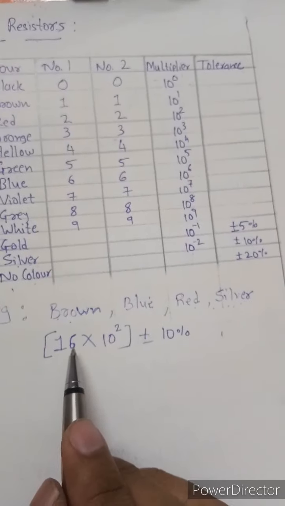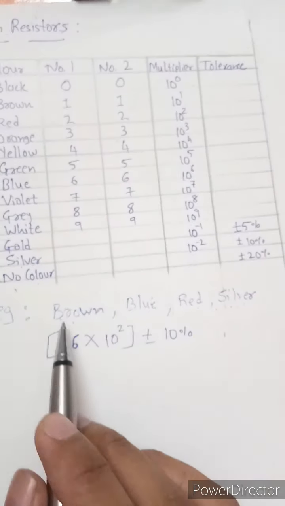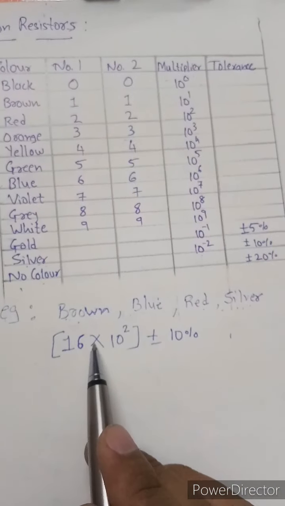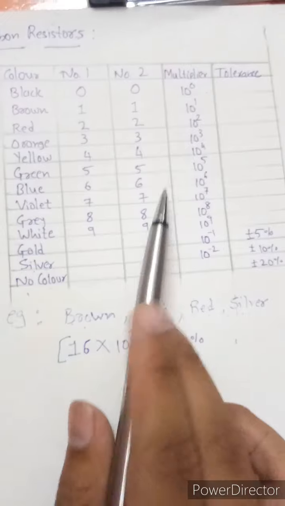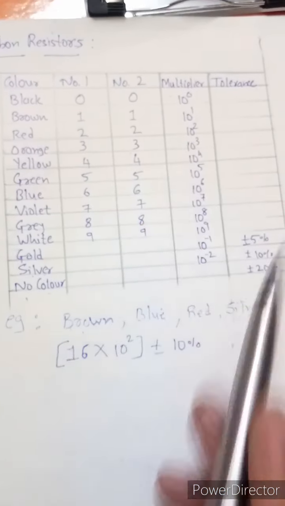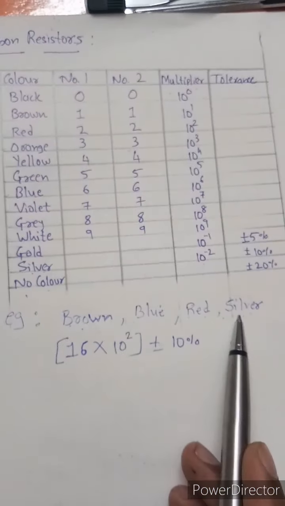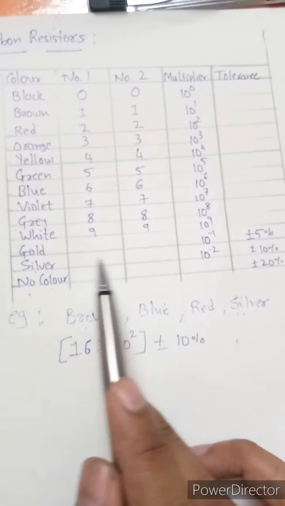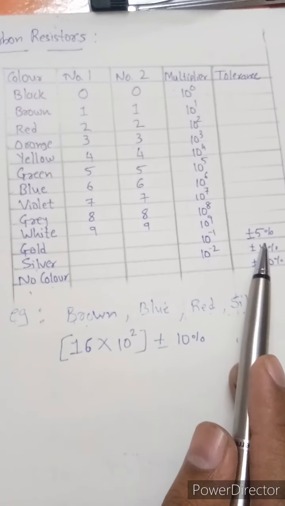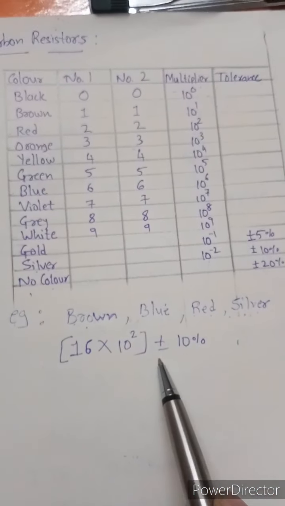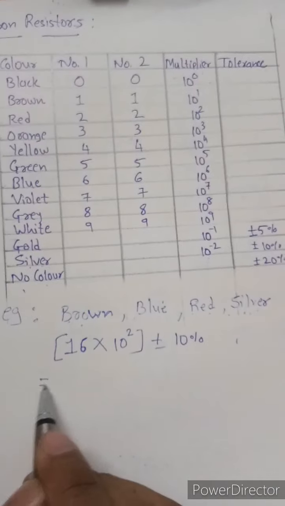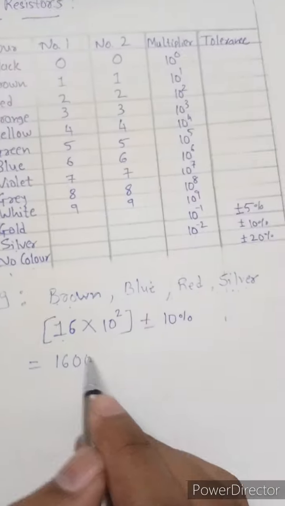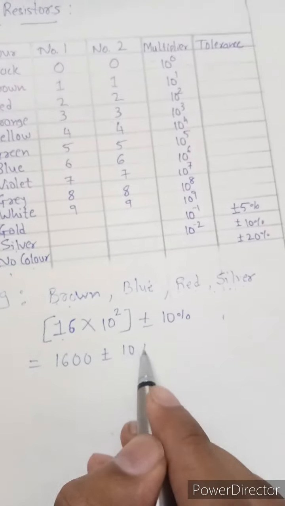Okay, so now 16: 1 from brown, 6 for the blue color from the second column, multiplied by the red color having multiplier value 10 square. Then the fourth color is silver, whose value is plus or minus 10, which came from the fourth column, so plus or minus 10%. Now find the value. 16 into 10 square means 1600, plus or minus 10%.